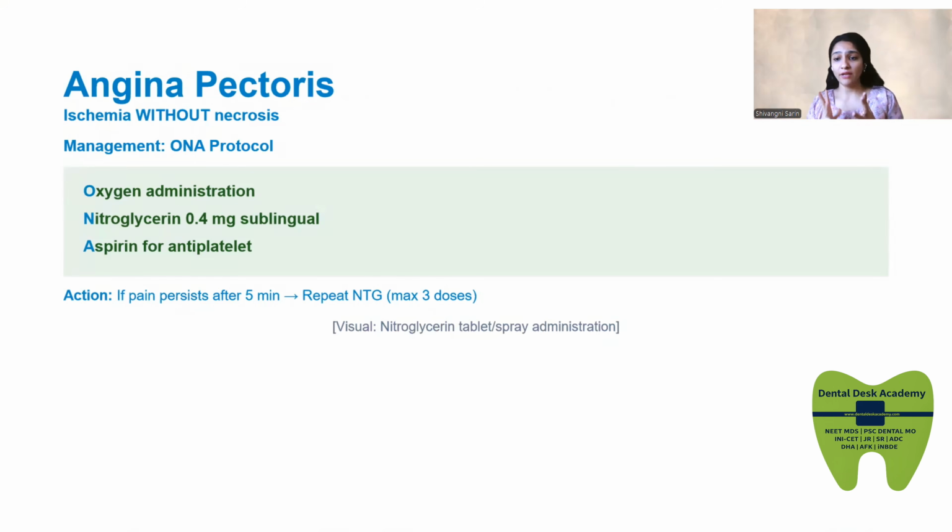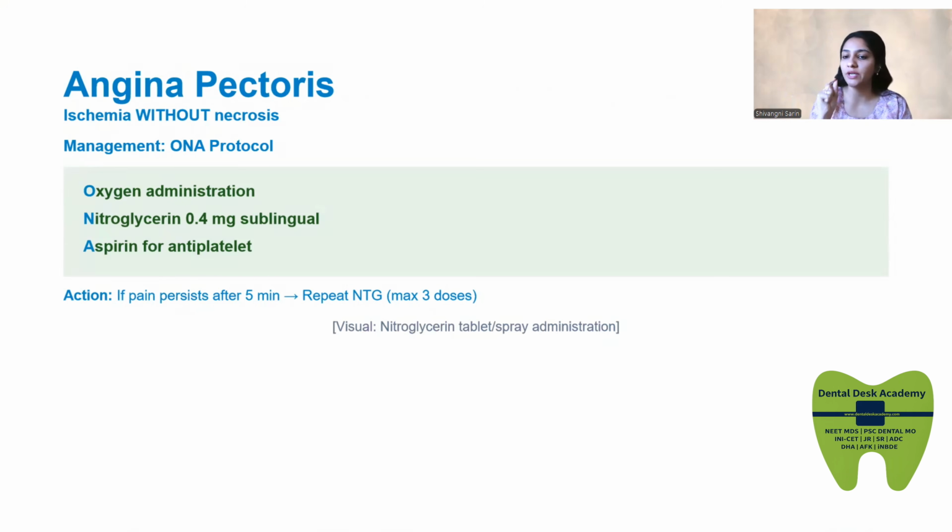So there is a mnemonic for angina pectoris and also for myocardial infarction. Of course, you have to activate the medical emergency services. You have to call the ambulance whenever you see such things happening. But at your level, what can you do? So for angina pectoris, please remember the protocol ONA. ONA. Give oxygen, first of all.